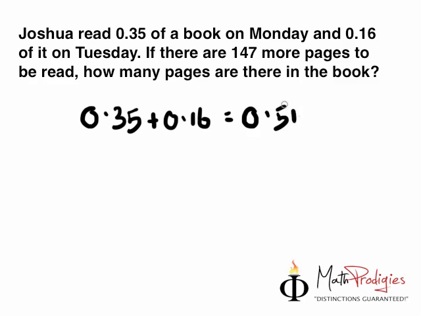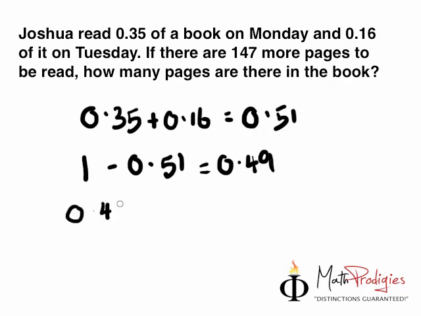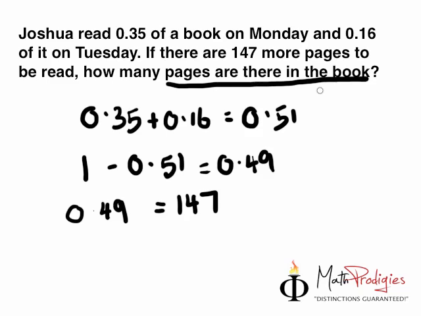Now, how many parts are left? All you have to do is write 1, which is one big whole, minus 0.51. And then you will get 0.49. And this 0.49 is actually equal to 147. So the question is, how many pages are there in the whole book? So if 0.49 equals 147... No, that's wrong. I want you to write this way, okay?